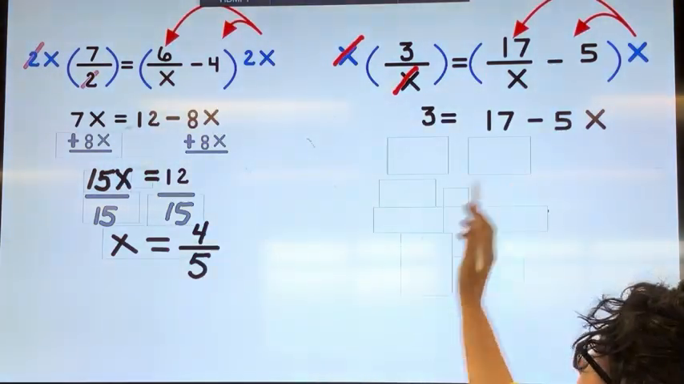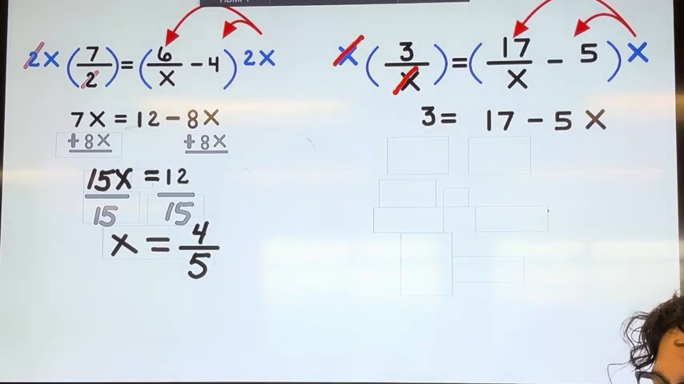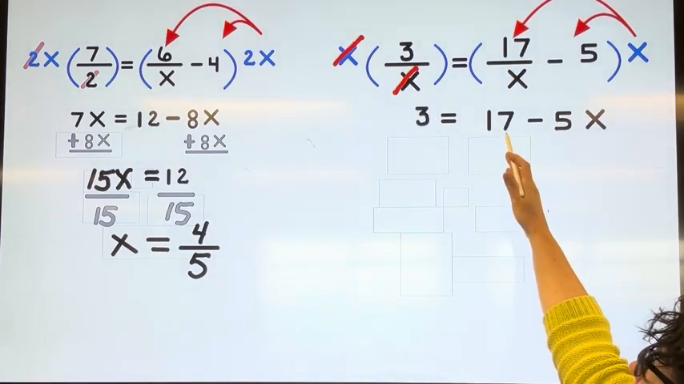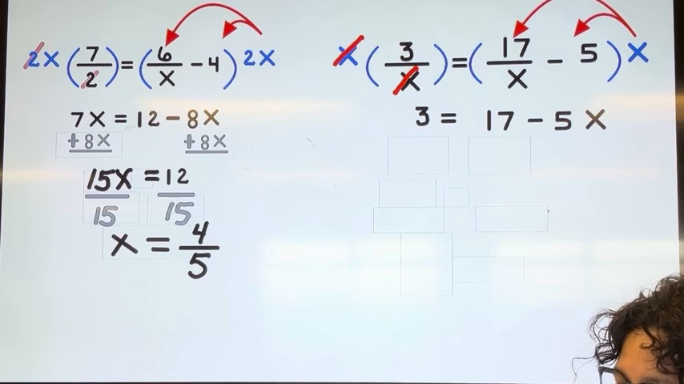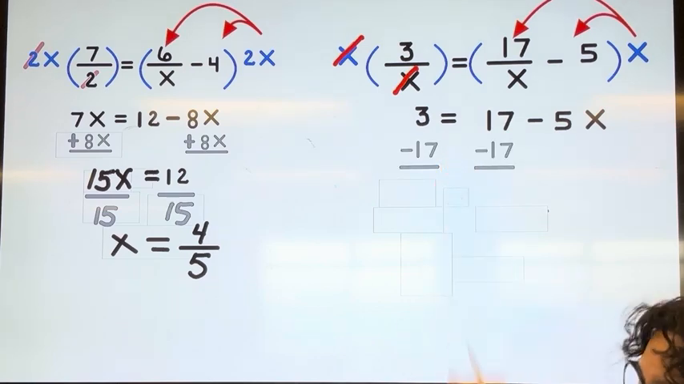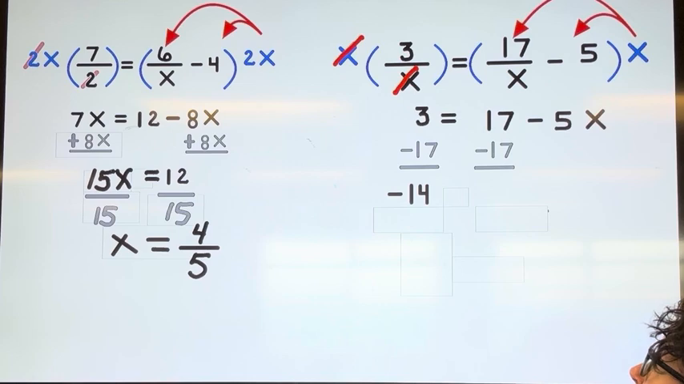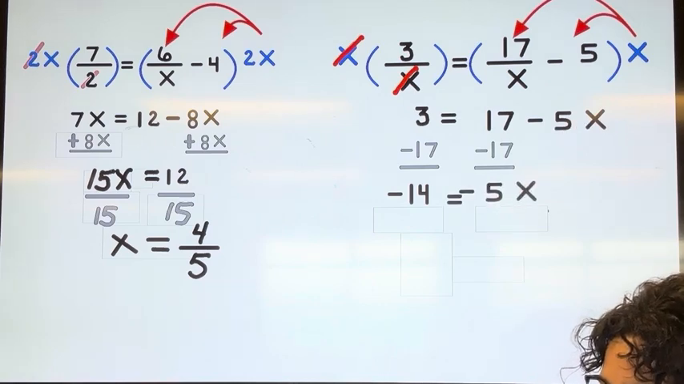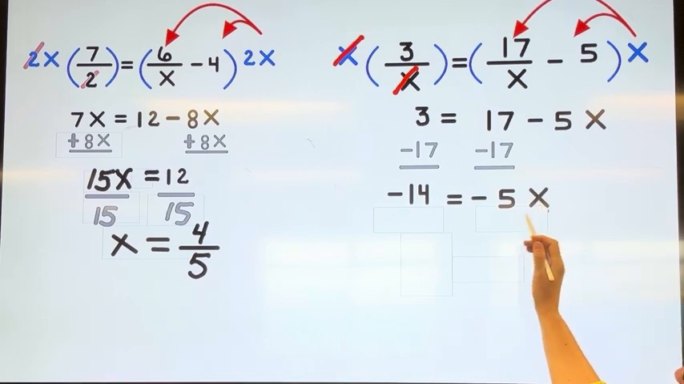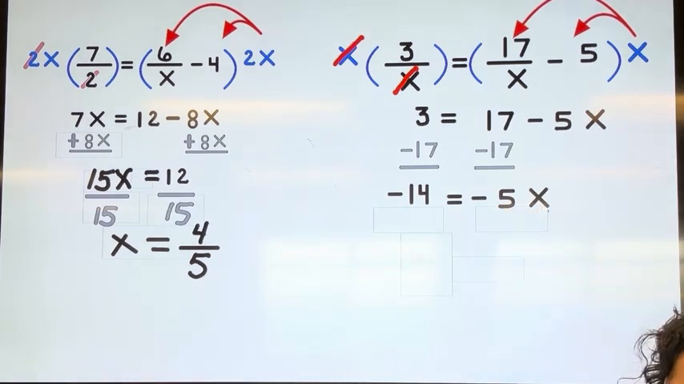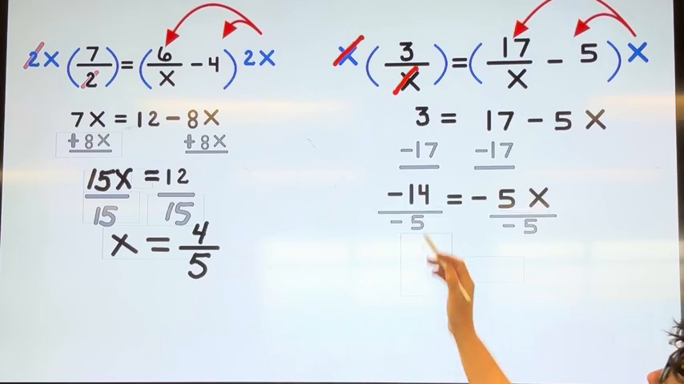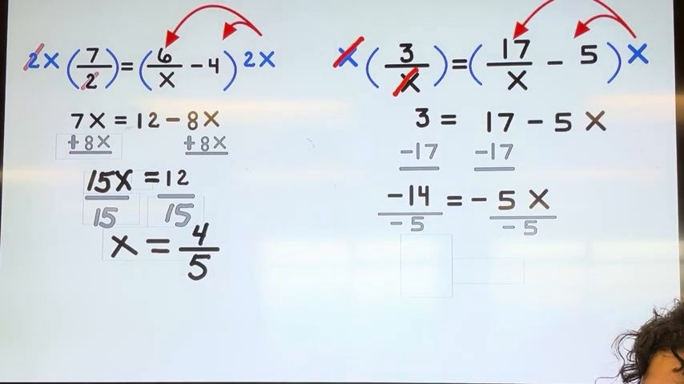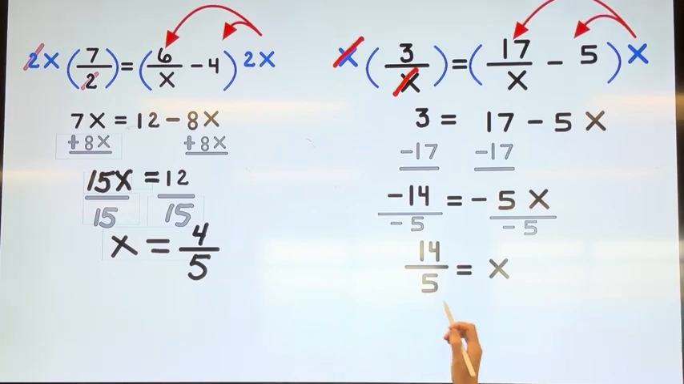Okay, so then from there, letters on one side, numbers on the other. Let's move the 17 over. It's a positive 17, so I'm going to subtract it. 3 minus 17 is negative 14. Bring down my equal sign. On the right side, I have negative 5x. So finally, to get rid of multiply by negative 5, let's divide by negative 5. And then negative over negative is positive, and so it's 14 over 5. X equals 14 over 5.